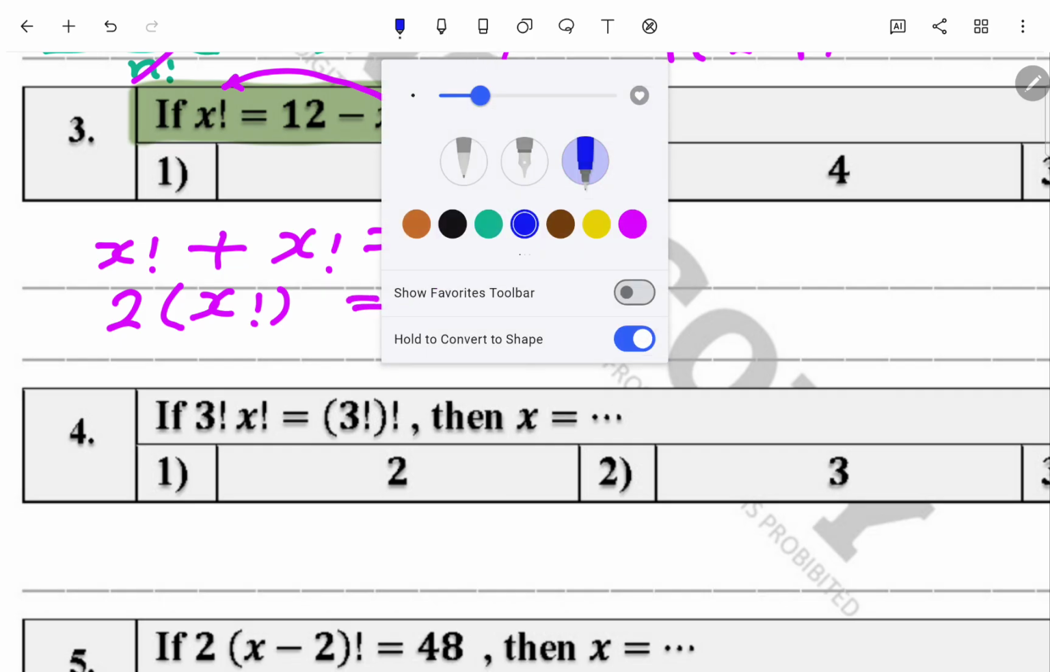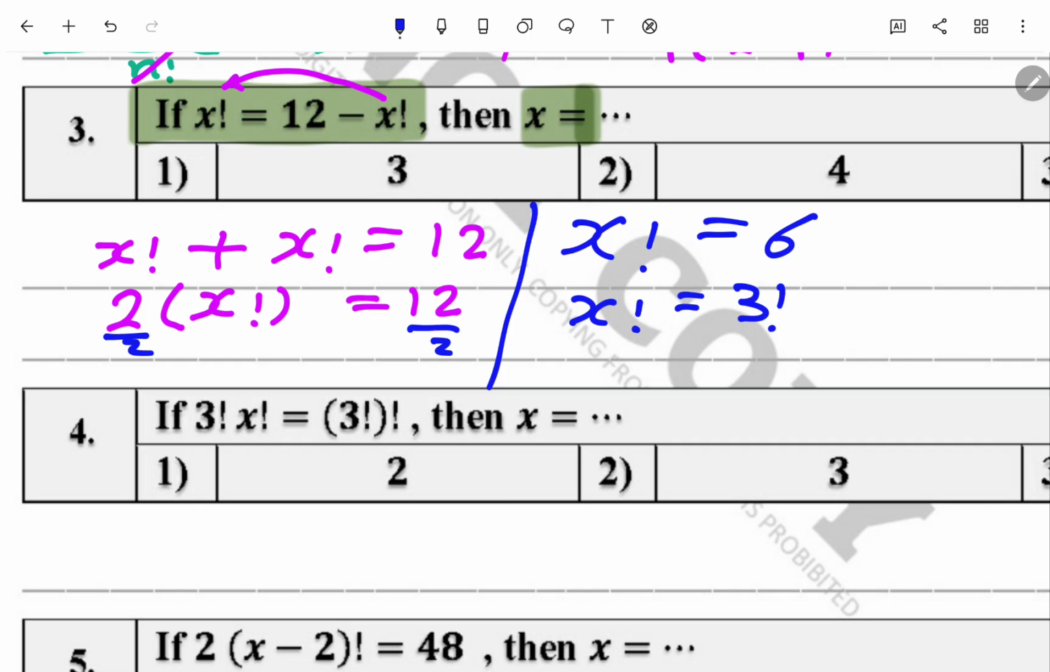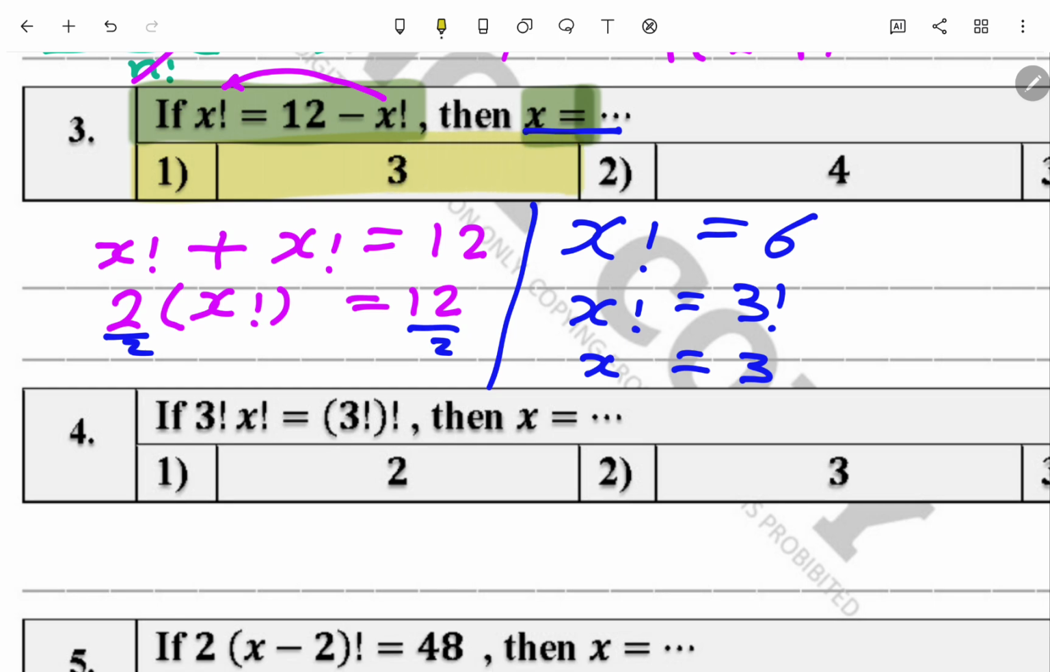You can think about dividing both sides by 2 here and there. That will give you, after cancelling them, x! alone equals 6, which is the factorial of 3. And after cancelling the factorial here and there, x will be 3, and this is what he is asking about. So we are going to choose this alternative, which is the first.